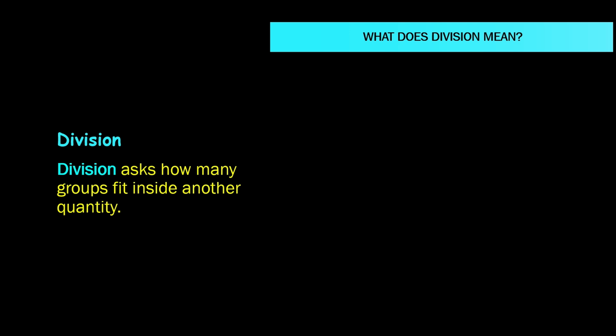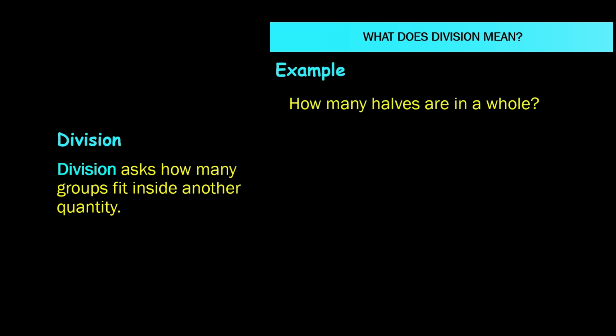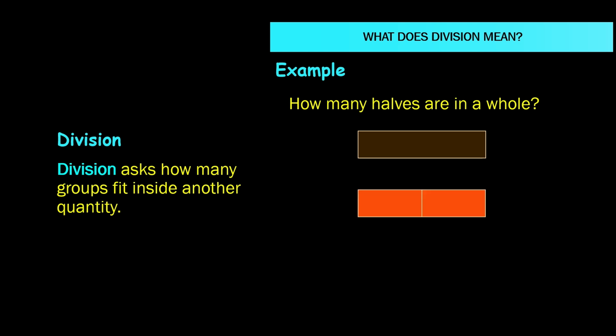Division asks how many groups fit inside another quantity. So, for example, how many halves are in a whole? Suppose we have a whole and we split it into two, so half each. 1 divided by half equals 2. There are 2 halves in a whole.